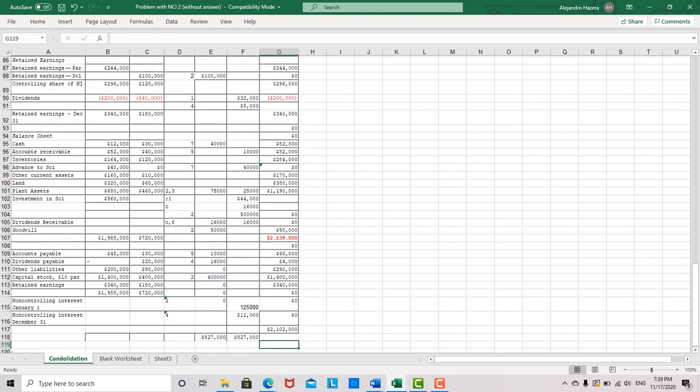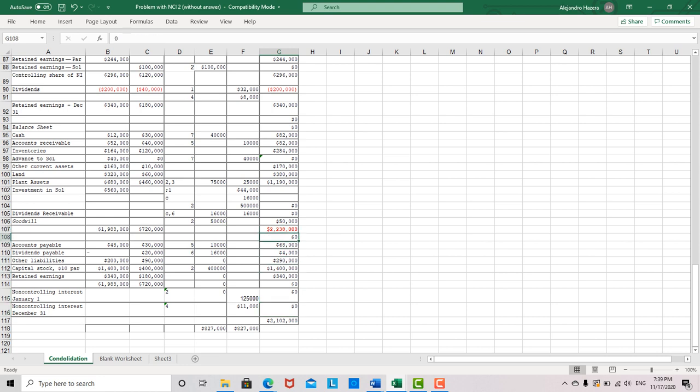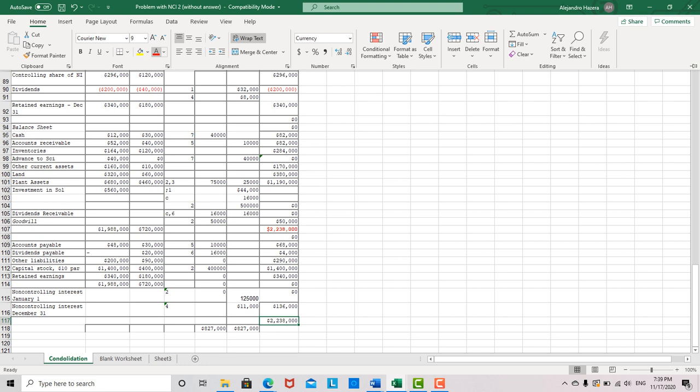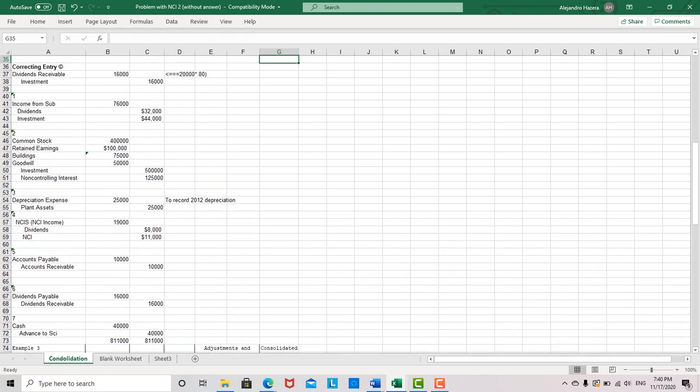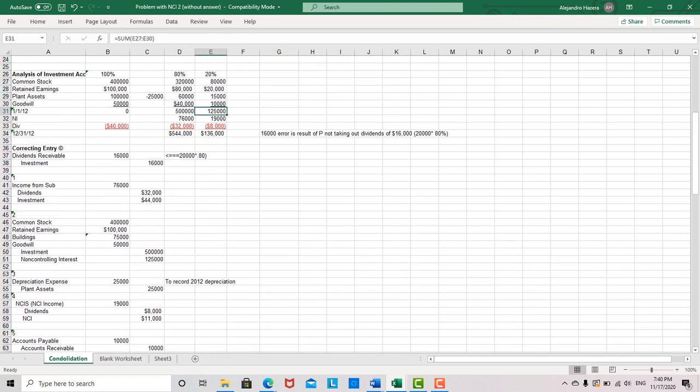And the only thing you have to finish now is in order, because look, you've got 2238 on one side, 2102 on the other. Don't forget your non-controlling interest. Your beginning non-controlling interest is 125 plus the 11. Your ending non-controlling interest is 136, so that enables you to balance out at 2238. And if you look at the non-controlling interest, the 125 plus 11 gives you 136. That reflects, in this analysis up here, that reflects this. 125 plus the 11 difference gives you 136.